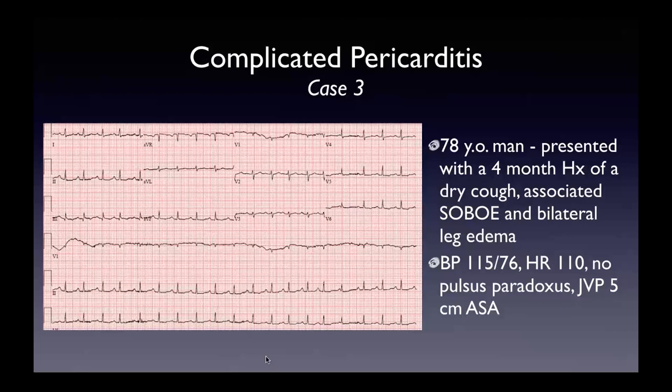He came into the emergency department. His blood pressure was on the low normal side. He was tachycardic. No evidence of pulsus paradoxus, but his JVP was elevated. And you can see the ECG here on the right. So no ST segment elevation, sinus tachycardia, no specific ST wave changes.